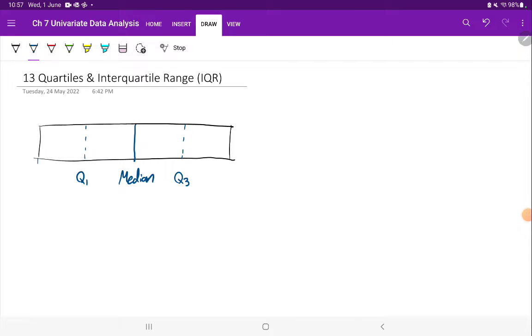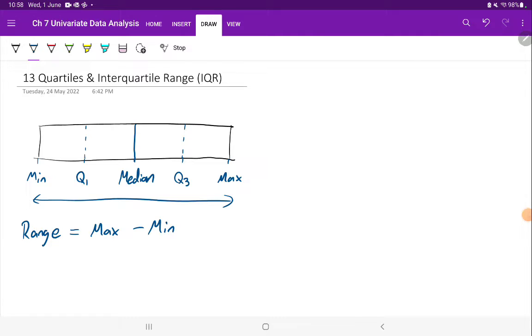Now you'll notice there's actually 5 lines here, and so the first and the last one is just going to be your smallest number, your minimum, and your largest number, your maximum. We call these 5 numbers the 5-number summary, but today we're going to focus on the middle ones. So the range itself is the distance between the minimum and the maximum. To calculate it, you just take the minimum away from the maximum.